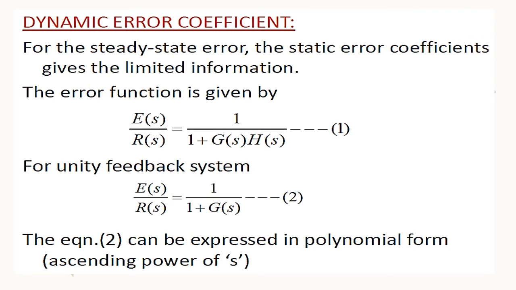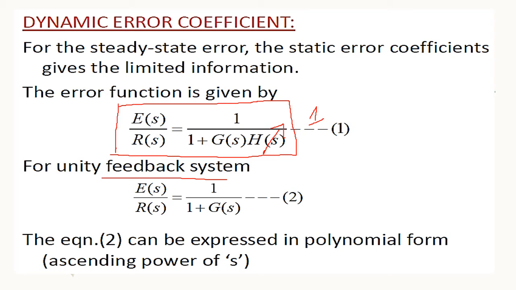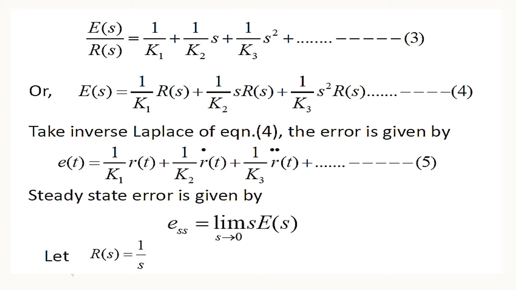Now for dynamic error coefficient, the steady state error coefficient gives limited information. The error function is given by, we already know how we got this error function, E of s is equal to R of s divided by 1 plus G of s into H of s. If there is a unity feedback, the H of s will become 1. So I get the function as 1 divided by 1 plus G of s. Now E of s divided by R of s is equal to 1 by k1 plus 1 by k2 into s plus 1 by k3 into s square plus, and it goes on.